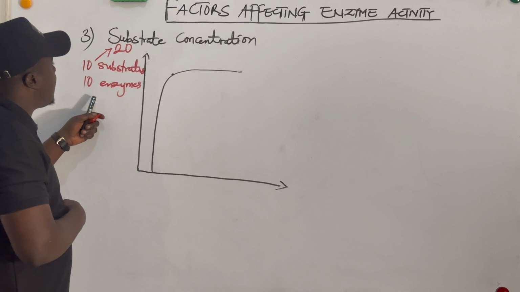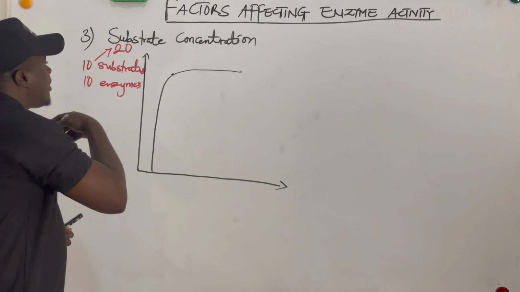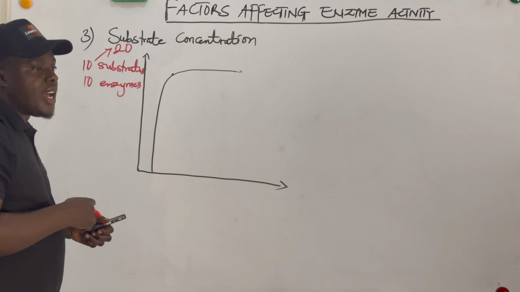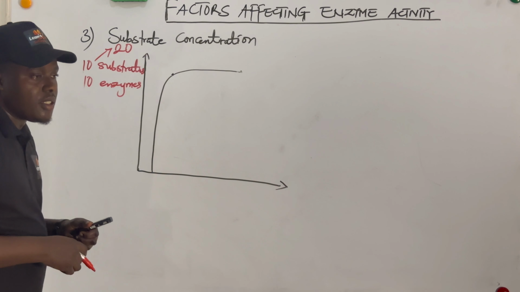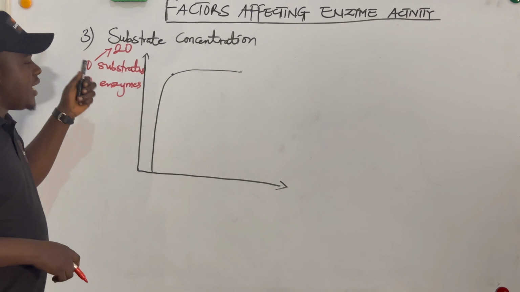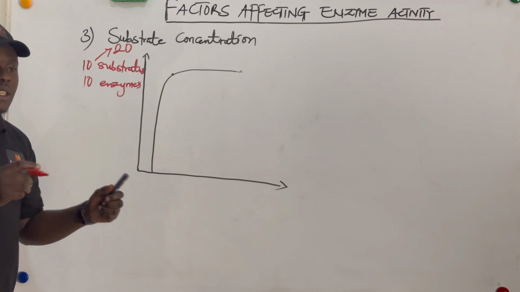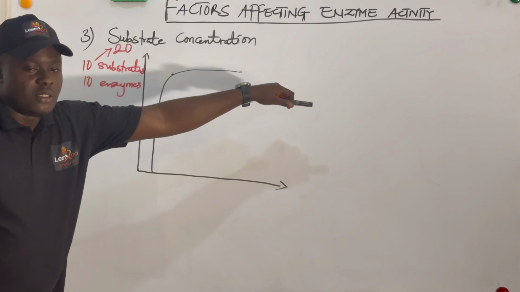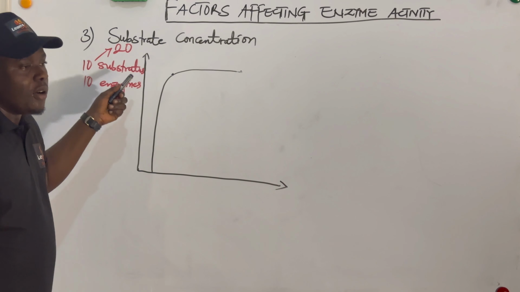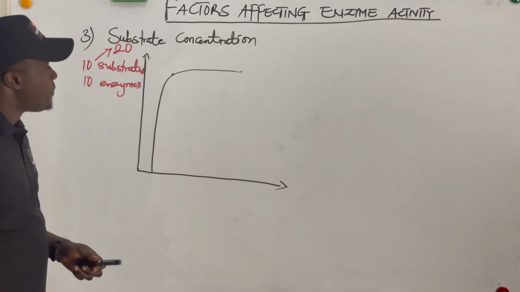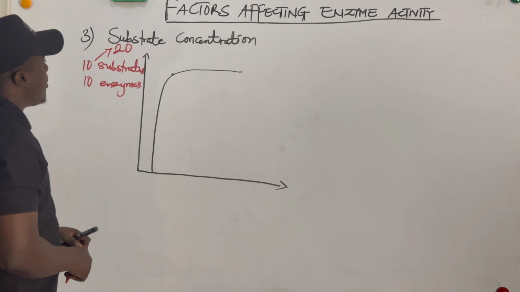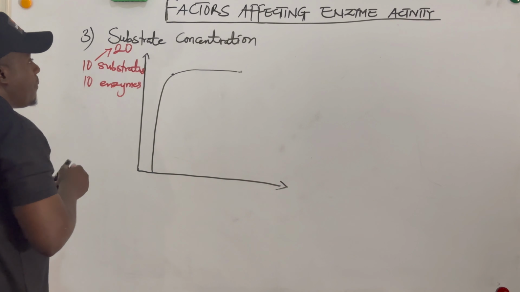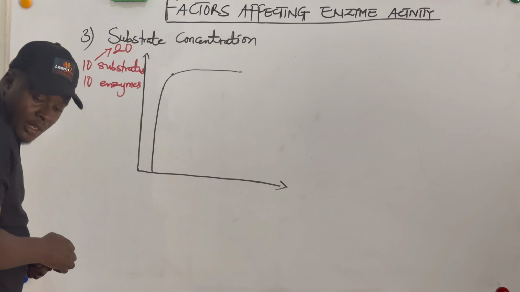So that is simply telling us that the more you increase the substrate concentration, the more enzyme substrate complex is being formed. So now, if the enzyme is saturated, it means there won't be more products formed. The substrates will just be there, uncatalyzed by any enzyme. That is the third factor affecting enzyme activity.